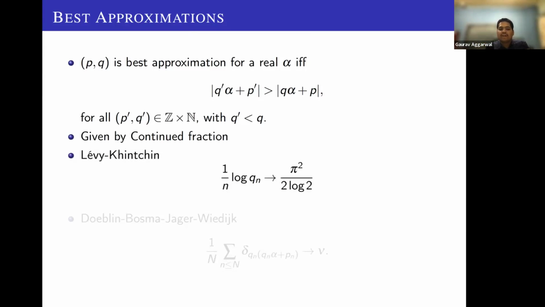The Levy-Khinchine theorem gives that if you look at the best approximates Pn and Qn of the real alpha, and you see how Qn behaves, then it behaves exponentially. So (1/n) log Qn converges to a finite value. Doblin, Bosma, Jager, and Wiedijk proved that if you look at the error term in the interval 0, 1 and see how it equidistributes on the real line, then it converges to a measure nu, which is independent of the real number alpha for almost every alpha.